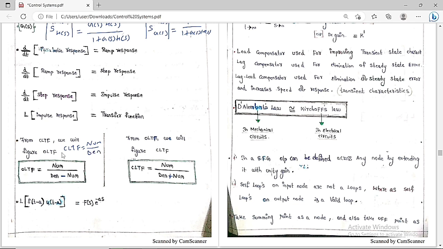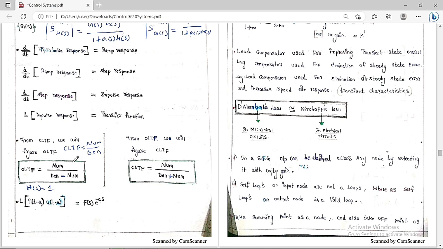So now we have to get the open loop transfer function, which is numerator by denominator minus numerator. So this is a condition. The condition is always H of S is equal to 1. Under this condition only we are going to get this one. Otherwise this shortcut is valid only whenever H of S is equal to 1, otherwise the shortcut is not valid.